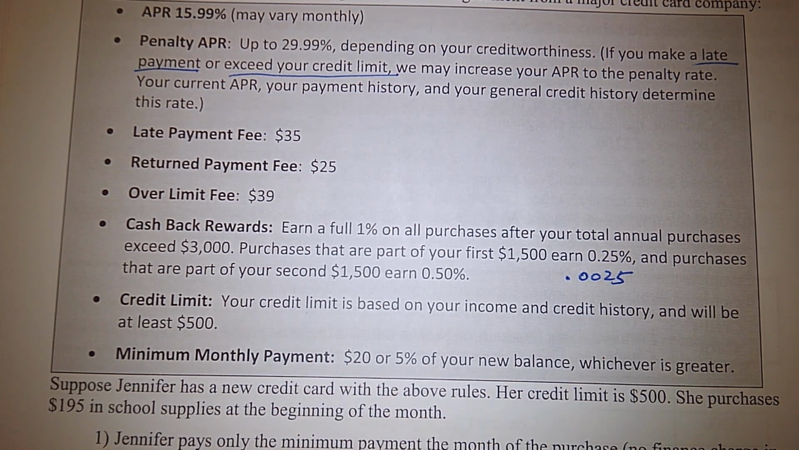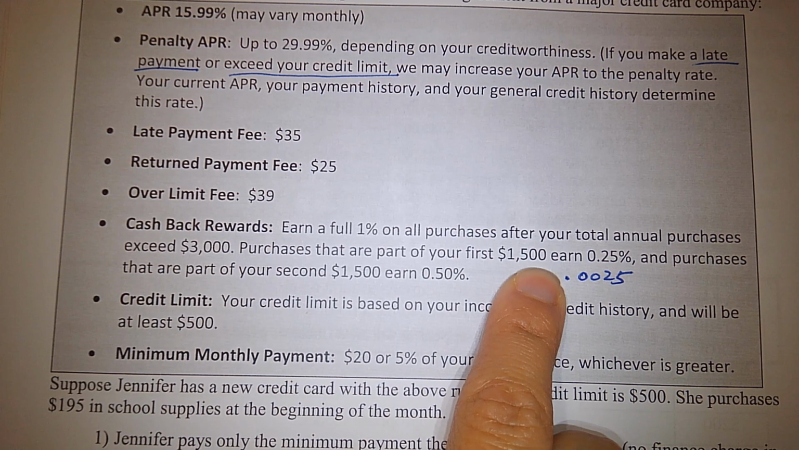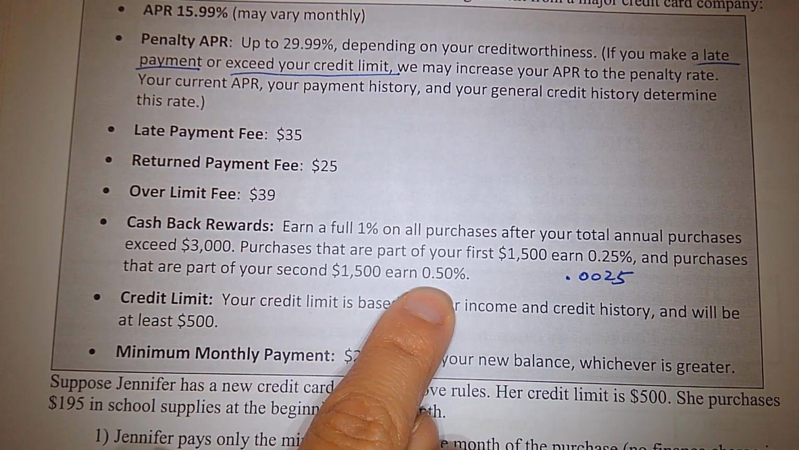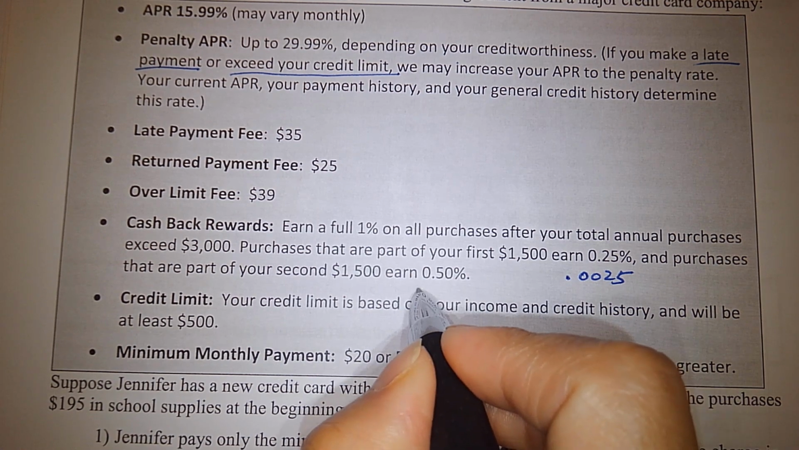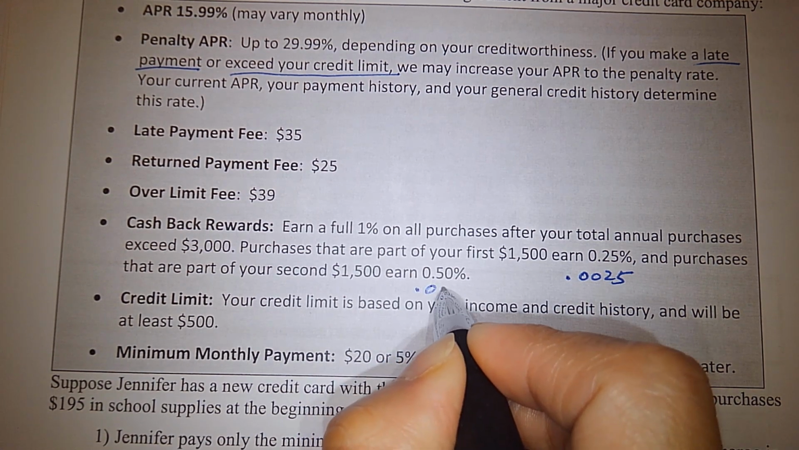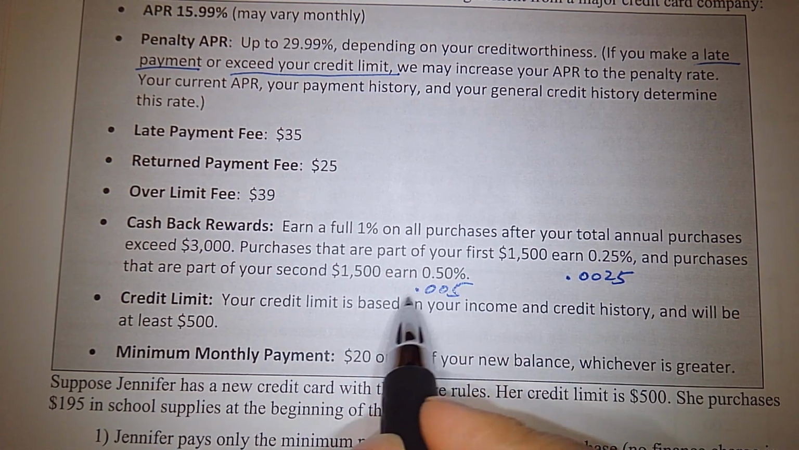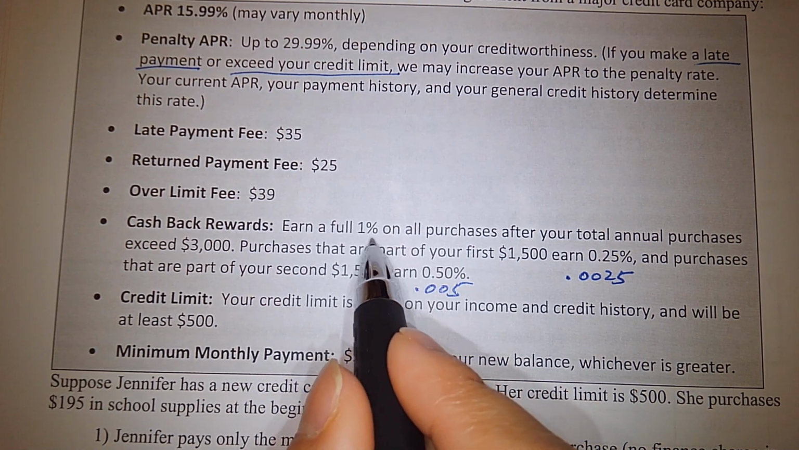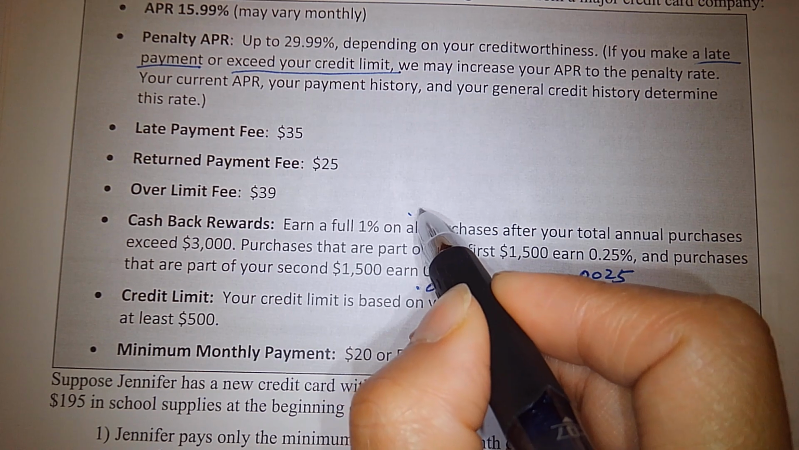Then you accumulate your purchases to $1,500, right? And then for the second $1,500, you earn cashback at a rate of 0.005. That is very tiny, okay? Very tiny. This 1% is 0.01.